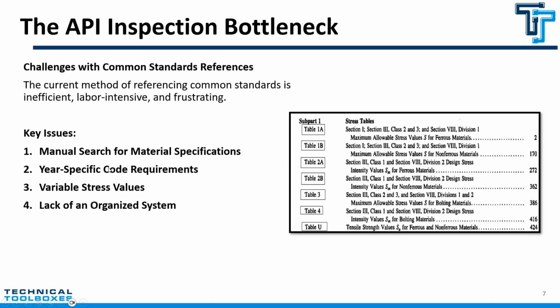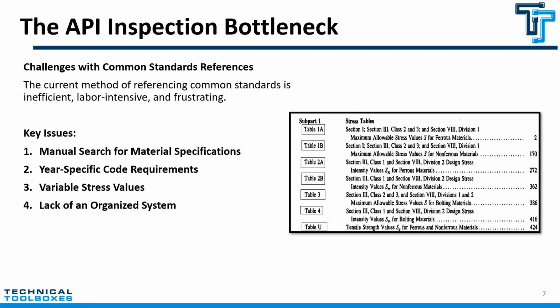So, year specification code requirements. Determining which code book applies depends on whether the pressure vessel was built before or after 1998. There were stress values there that had changed. Many companies may not have had access to the pre-1998 edition, creating additional frustration and limiting access to crucial data. You have variable stress values. Stress values depending on design temperature require further lookup and verification to ensure compliance with the appropriate standards.